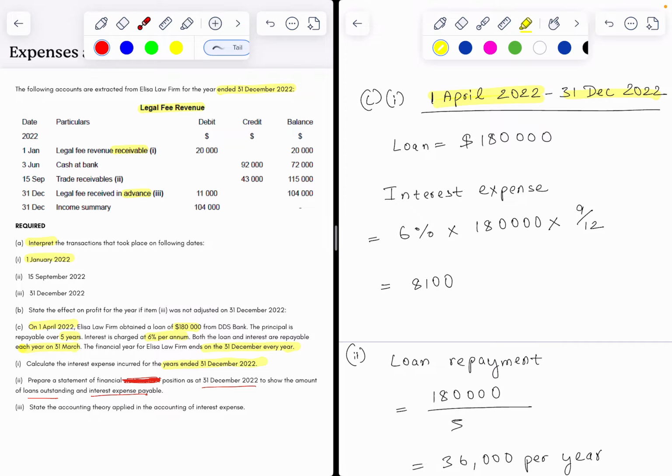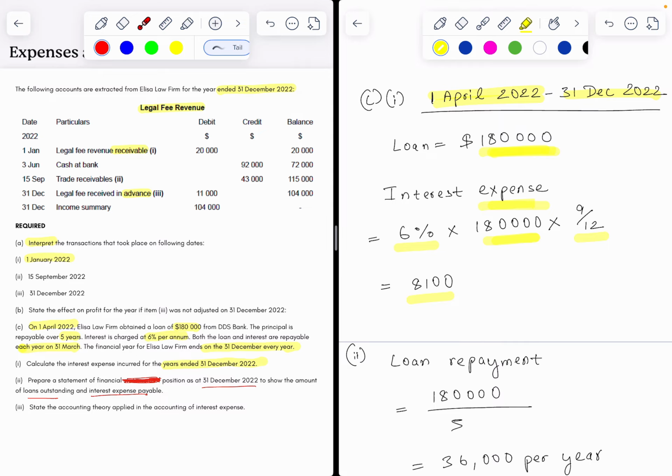So we understand the original loan amount is $180,000. Therefore the interest expense can be calculated by taking the annualized interest rate of 6%, multiplying it by the loan amount of $180,000, and then multiplying it by 9 over 12, which basically converts the 6% annualized rate into a 9-month rate, okay? And that gives us an interest expense of $8,100 for the 9 months this loan was used in the business, okay? So that is the answer for finding the interest expense incurred for the year ended 31 December 2022.